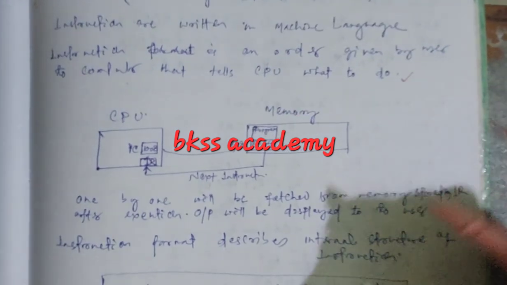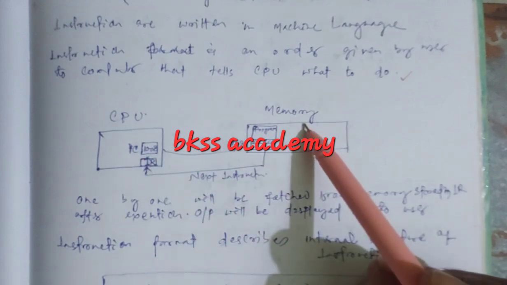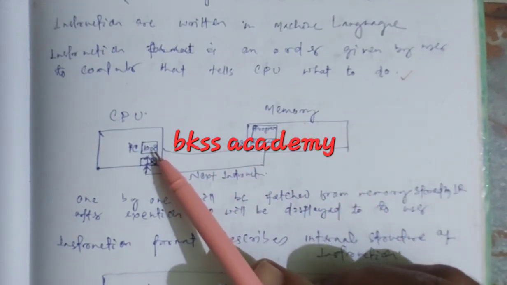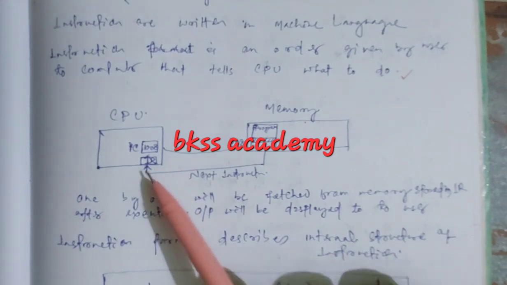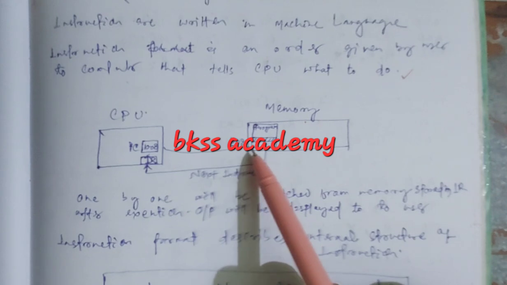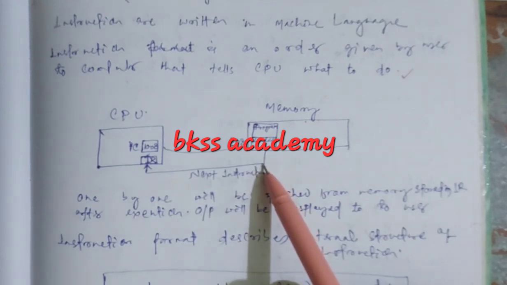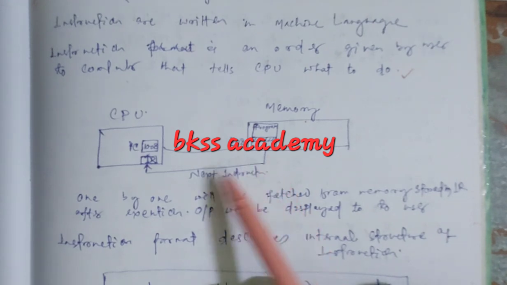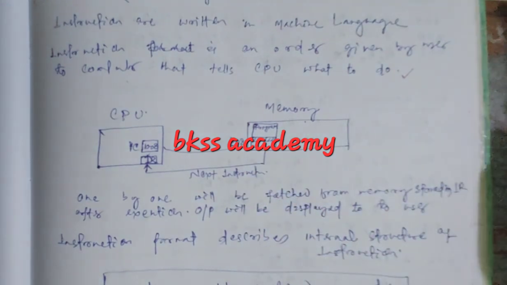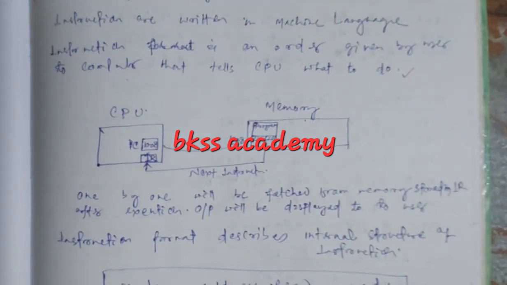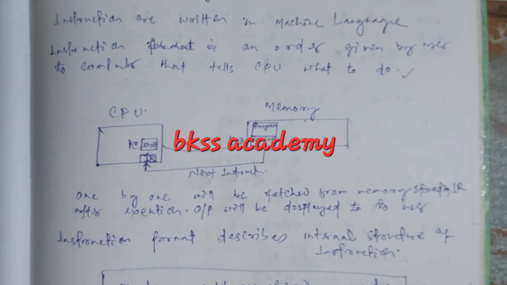So the diagram is like this: CPU, and this is the memory. Program counter is 1008. Then this is the instruction register. So 1008 is going to the memory, and it is fetched for processing from the 1008 location. One by one, instructions will be fetched from memory and stored in the instruction register. After execution, the output will be displayed to the user.